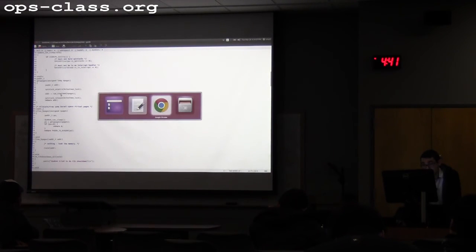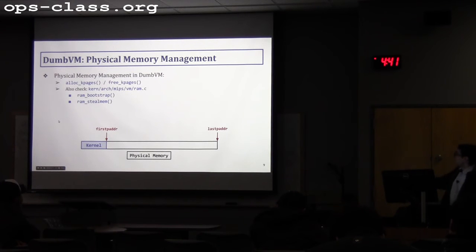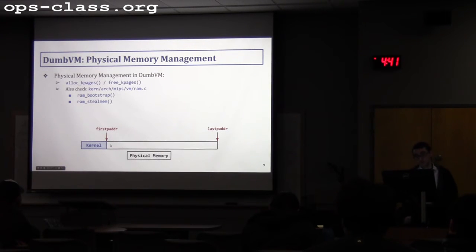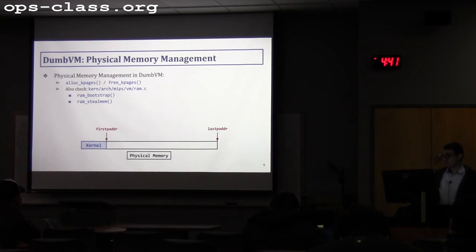So what's happening in dumb VM currently is just like this. This is the physical memory that we have. When we boot, the kernel will get its space from the physical memory, and what is available for us to use starts after the kernel memory. This is where the first physical address pointer will point, and the last physical address is the last page in the physical memory. Whatever is between the first address and last address is what we have available.